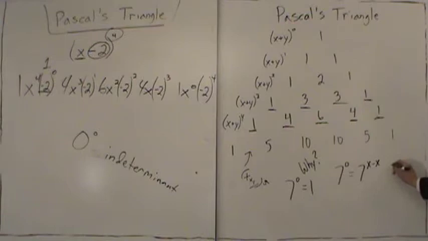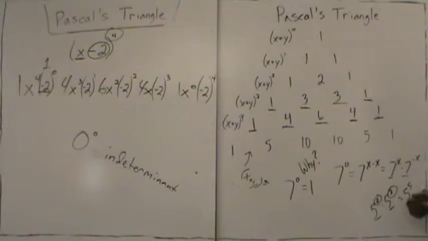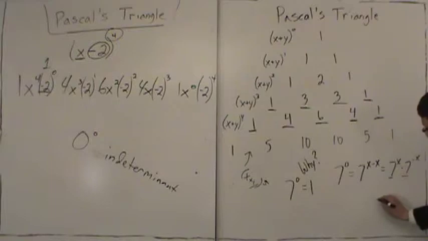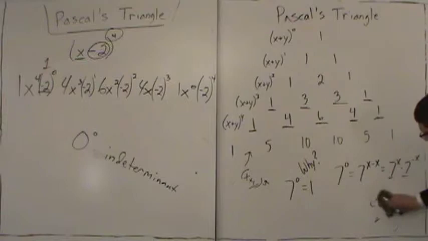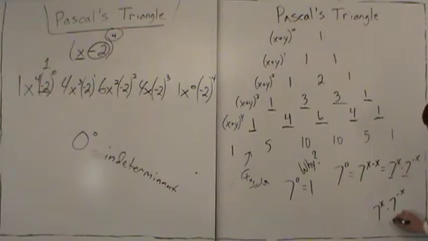Now, we're going to break this up as 7 to the x multiplied by 7 to the negative x. If we have matching bases, for instance, if I say 5 squared times 5 to the 3rd, if the bases match, can we add the exponents? Yes, we get 5 to the 5th. So if I say 5 to the x power multiplied by 5 to the x power, don't the bases match? Yes, so this is 5 to the what? X plus x. So if I say 7 to the x multiplied by 7 to the negative x, this is 7 to the x plus negative x, which is minus x.